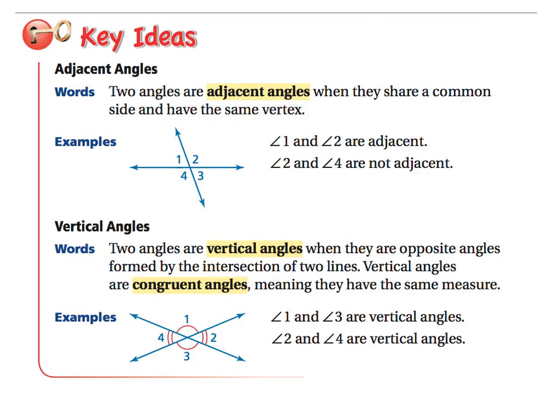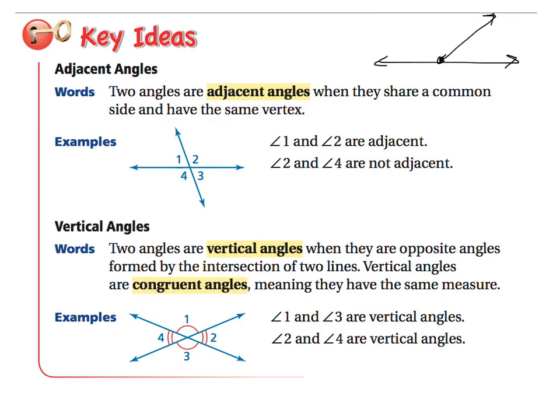So here's our key idea. Our key ideas involve 2 separate types of angles, adjacent angles and vertical angles. Now here, these are pretty easy, but once again, they're vocab words that you must know and be able to identify. Adjacent angles. 2 adjacent angles are angles that share a common side and have the same vertex. So for example, I'm just going to draw this up here. A common side and a common vertex.